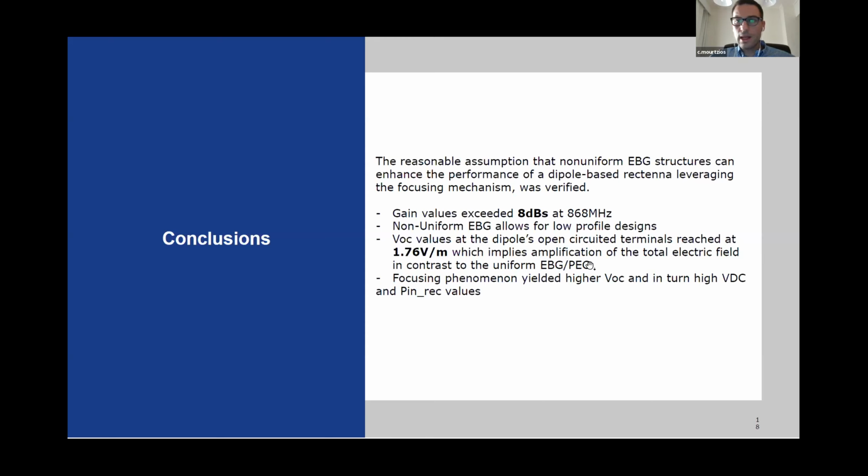VOC values at the dipole's open circuit terminals reached 1.76 volts per meter, which implies actually amplification of the total electric field, in contrast to the uniform EBG or the perfect electric conductor. And the focusing phenomenon helped us to yield higher VOC and in turn VDC and power at the rectifier values.